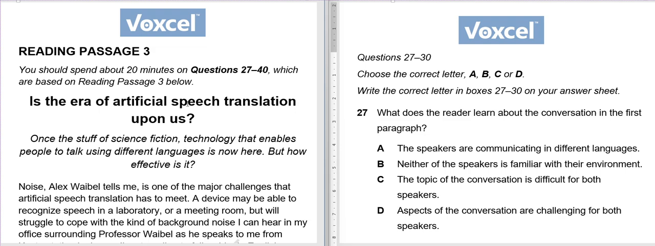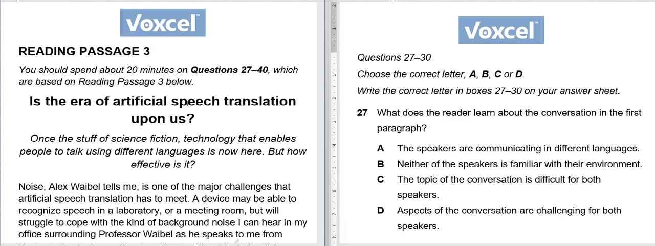The subtitle says, once the stuff of science fiction, technology that enables people to talk using different languages is now here. But how effective is it? We don't know the effectiveness of this particular technology. So the paragraph may be dealing with information like how we are using this technology, whether it is effective or not, whether there are certain negatives of this technology, or what will happen in the future. Maybe this kind of information may or may not be given in the passage, but it helps us to form some sort of idea of the context.